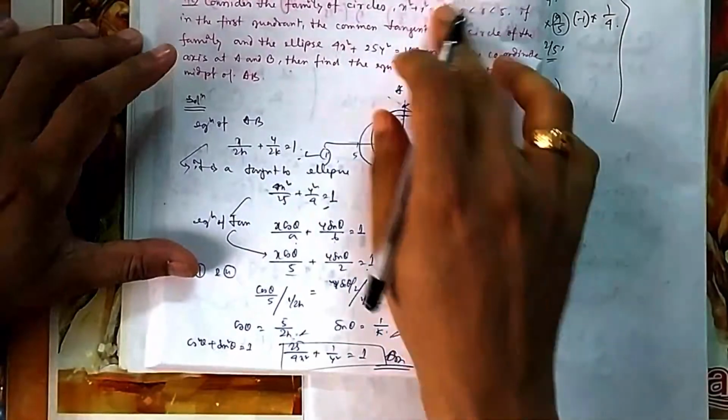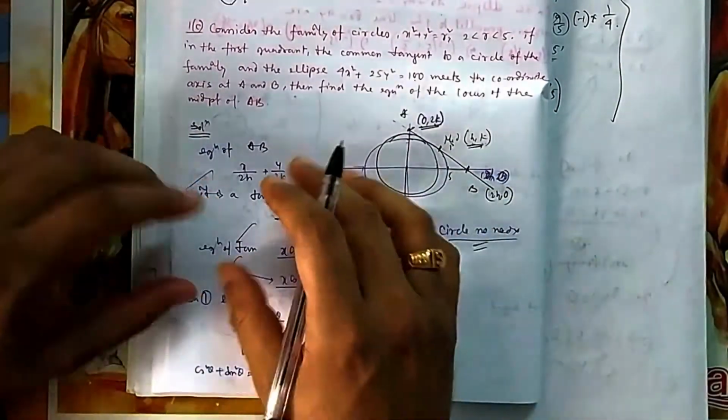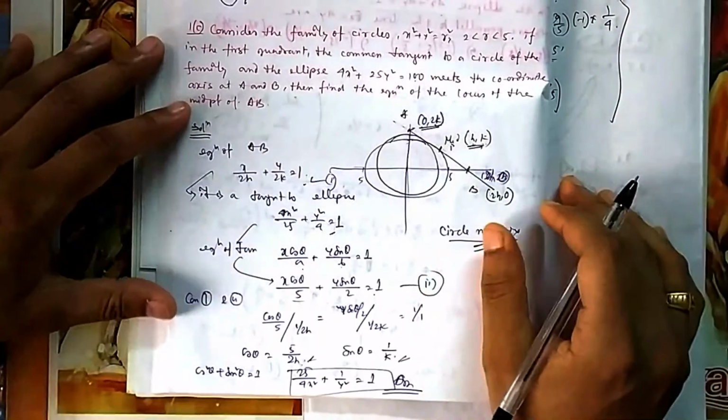So there was no need of that circle. The circle was not needed. In some questions you will find that some redundant data is given which is not required at all for solving the question.